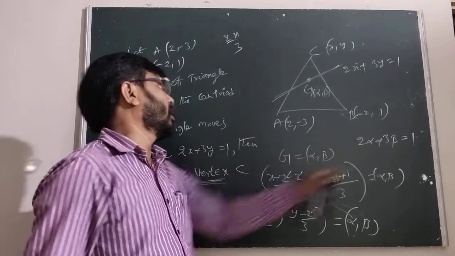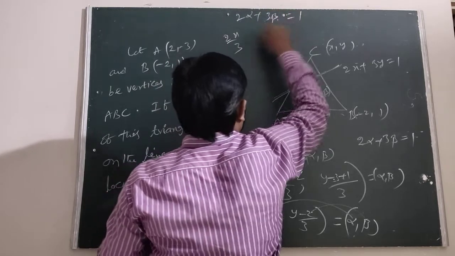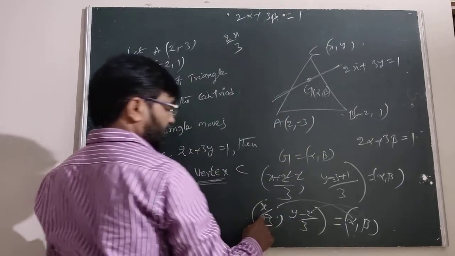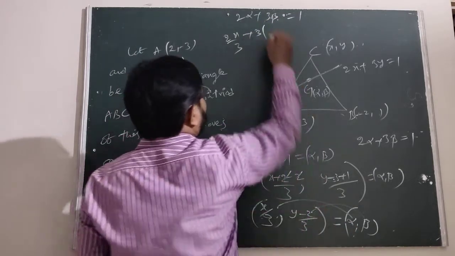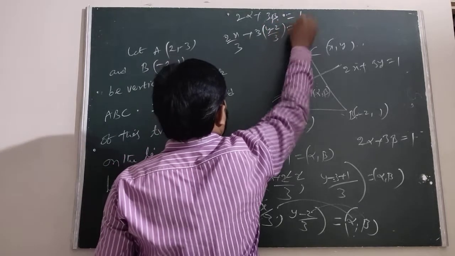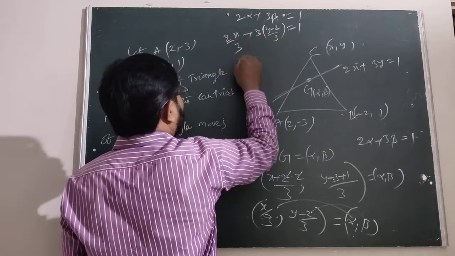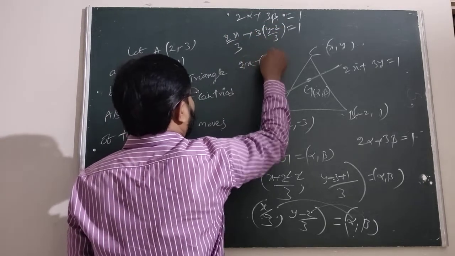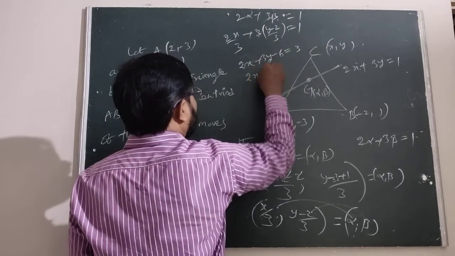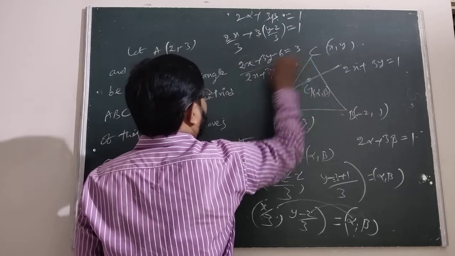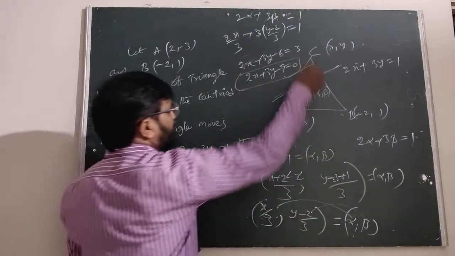Therefore 2 alpha + 3 beta = 1. 2 into alpha, alpha is x/3. Now beta is this one, that is 3 into (y - 2)/3, equal to 1. Now this can be written as 3x. Now this is 2 into x, 2x, 3 into y, 3y, minus 6 is 3. Now this is 2x + 3y - 9 = 0. That 2x + 3y - 9 = 0 is the locus of the C.